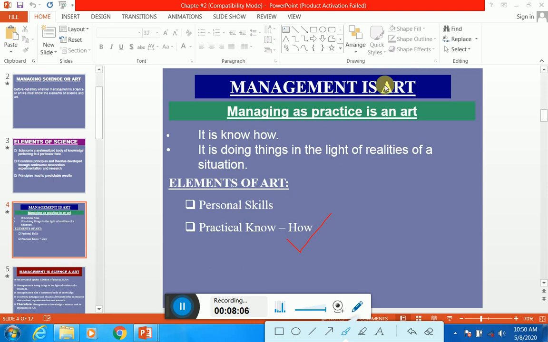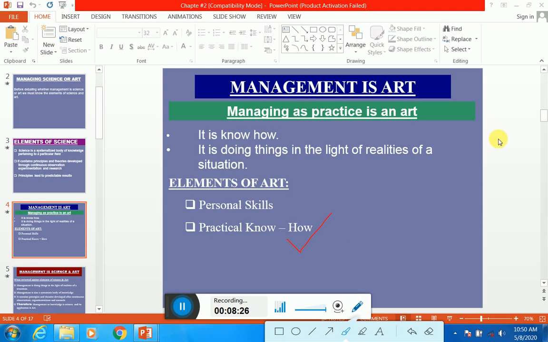Science is knowledge which basically provides us some principles, and these principles are based on a systematized knowledge, while art is a skill: how to manage, for example, or how to apply the knowledge practically.